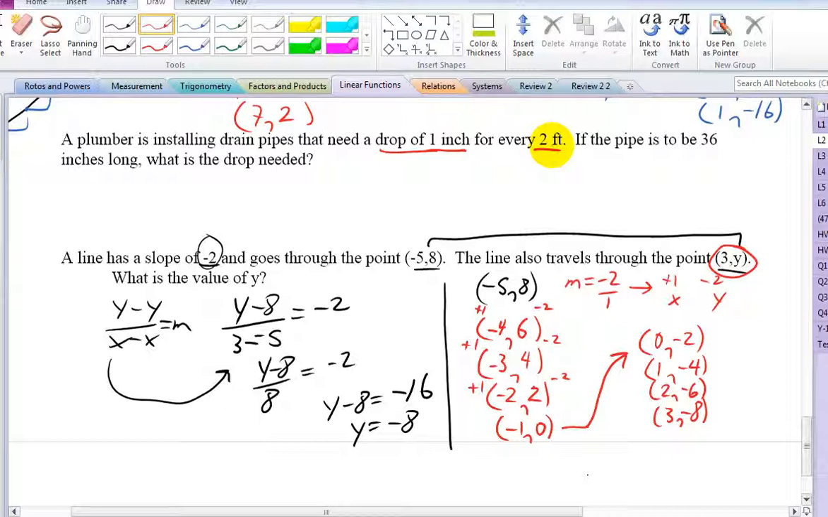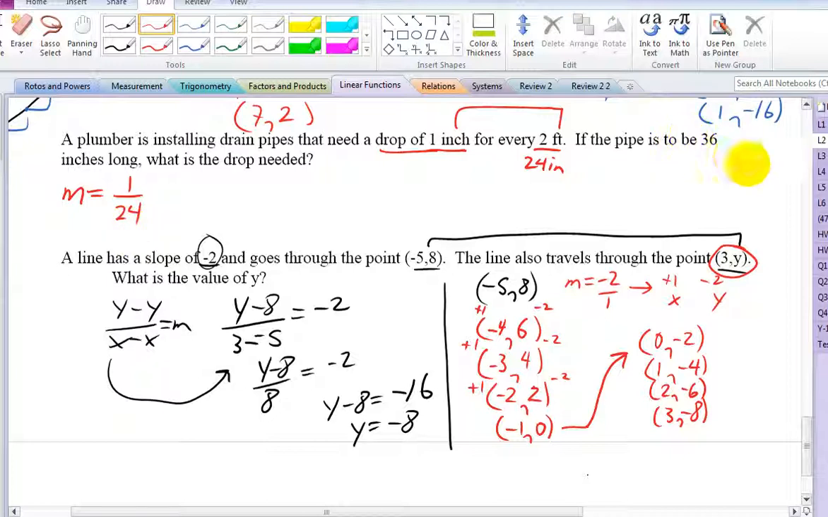What's the problem? Yeah, you got to convert. Your units are different. So this should be 24 inches. Make it easy, right? Times it by 12, 24 inches. So your slope, m, equals 1 over 24.